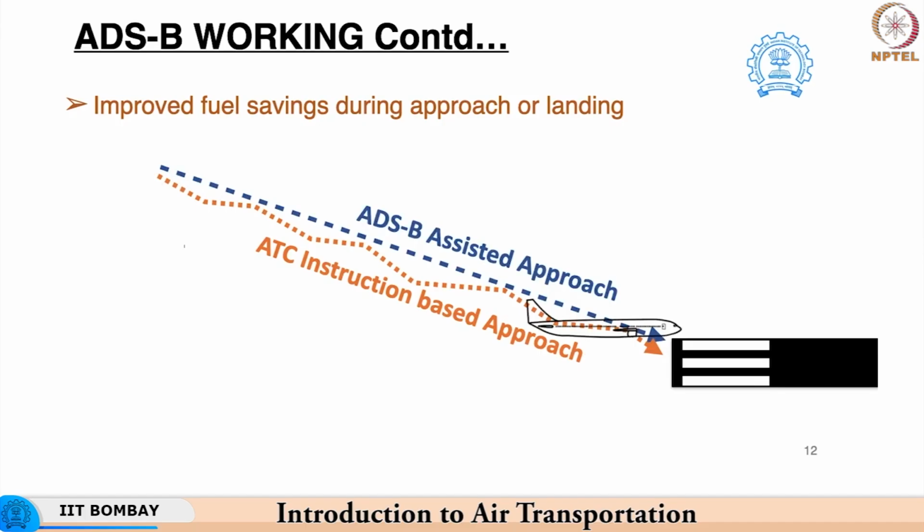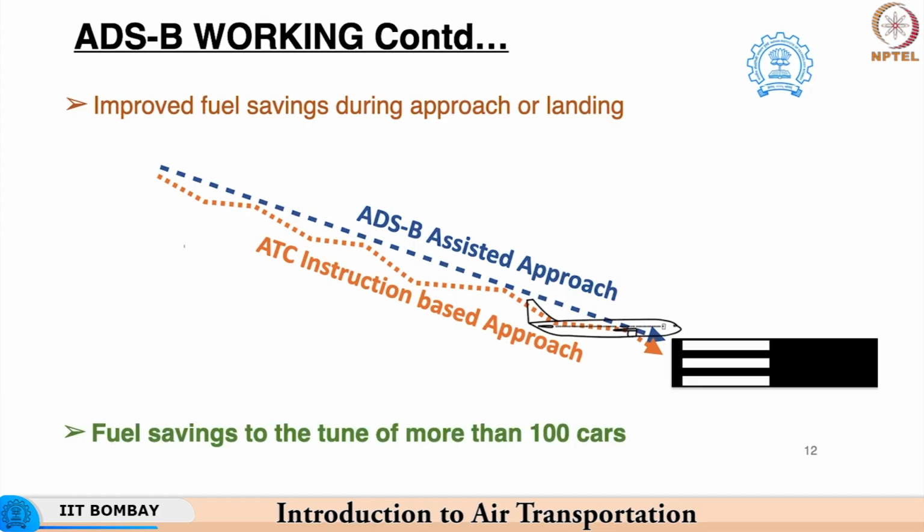In fact, it has been found that implementation of such a technique can curtail fuel consumption by an amount that would equal the fuel consumption of more than 100 cars. So, you can envisage how ADS-B can be and is being implemented all across the globe to carry out more efficient, greener and manageable air traffic management.